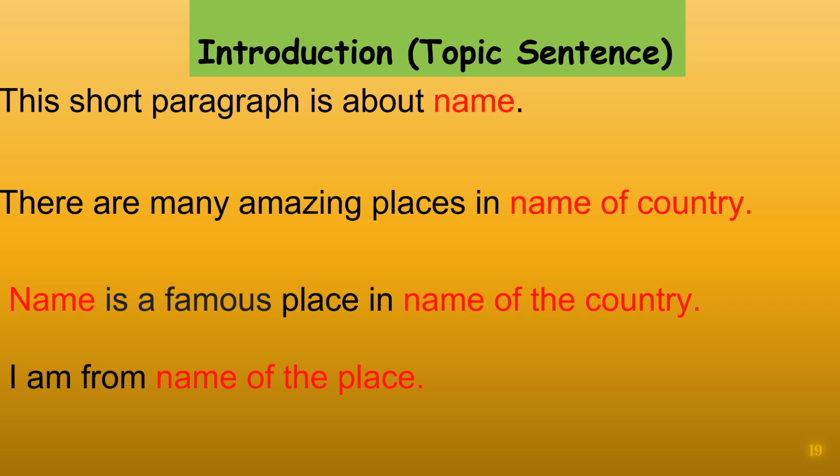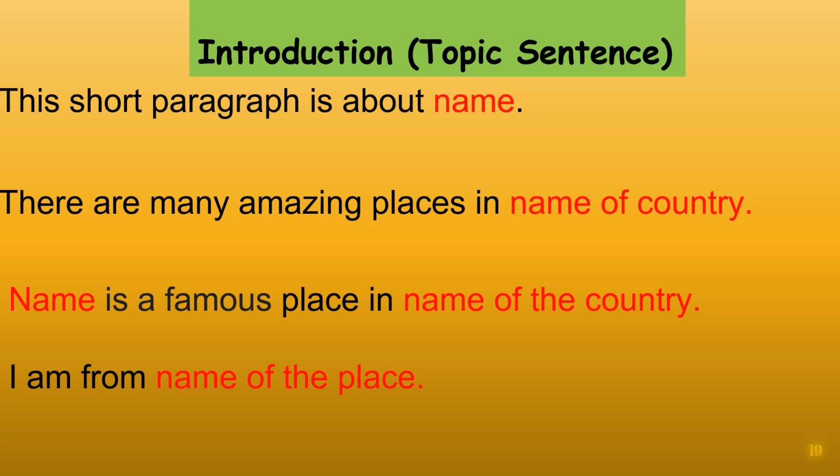If you are describing a place which is very unusual or special, then you can begin with, there are many amazing places in Oman. One such place is Salalah, and you can continue. And if it is a famous place, again we take the example of Salalah or Muscat. These are the famous cities. So you can say Salalah is a famous place in Oman.